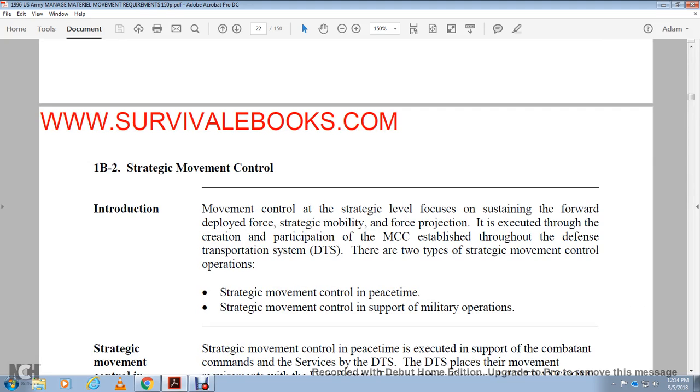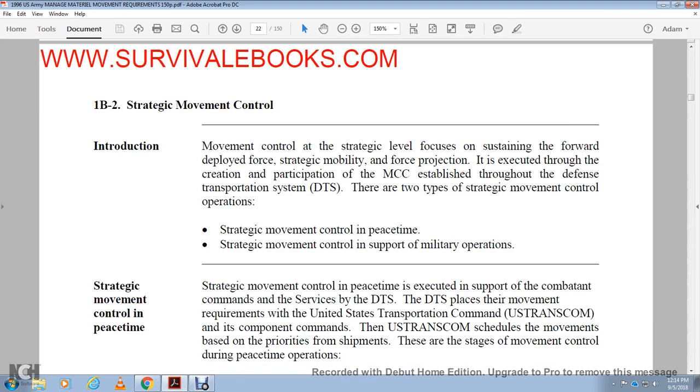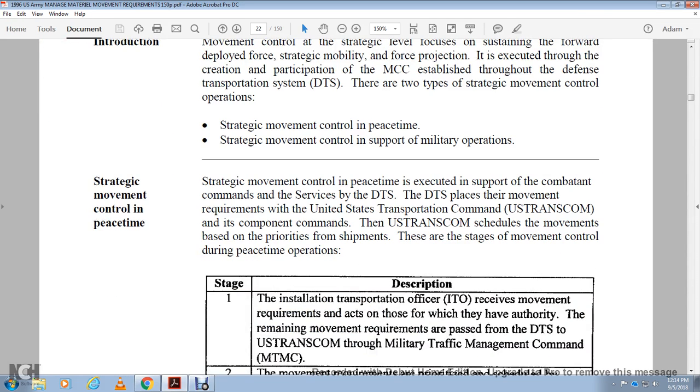Introduction. Movement control at the strategic level supports the sustained forward deployed forces and strategic mobility force projection, executed under the principle of the military command established throughout the Defense Transportation System. There are two types of strategic movement control operations: strategic movement control in peacetime, and strategic movement control in support of military operations. Strategic movement and control in peacetime.